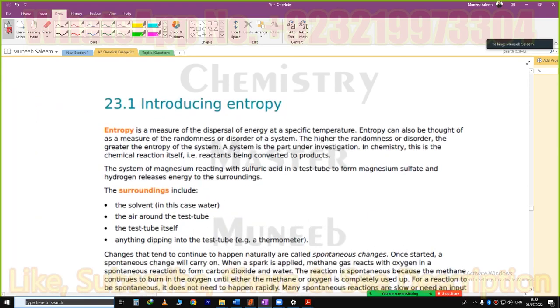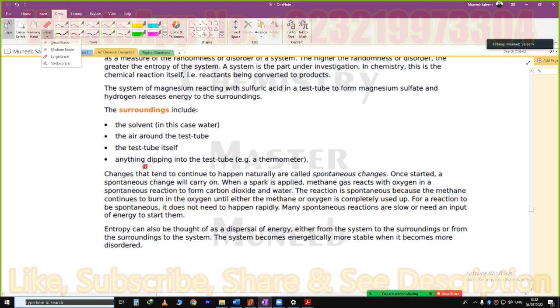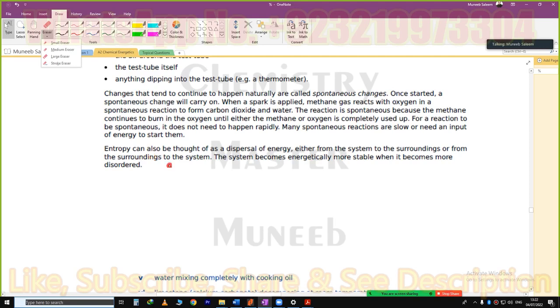Entropy is the measure of dispersal of energy, and also the randomness or disorder of the system. Entropy can also be thought of as dispersal of energy either from the system to the surroundings or from the surroundings to the system. The system becomes energetically more stable when it becomes more disordered. So stability is linked with disorderness. Greater the disorderness, greater will be the stability and greater will be the entropy.